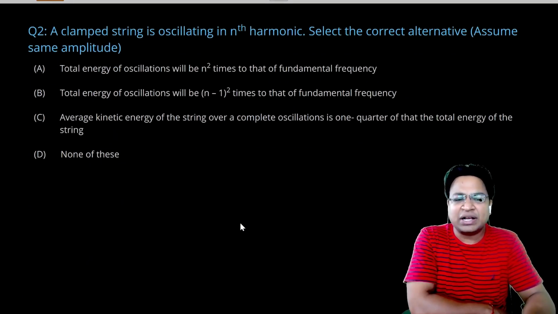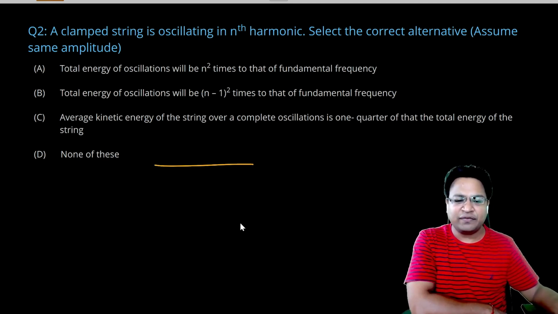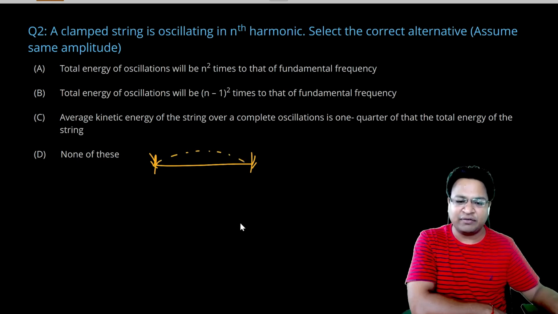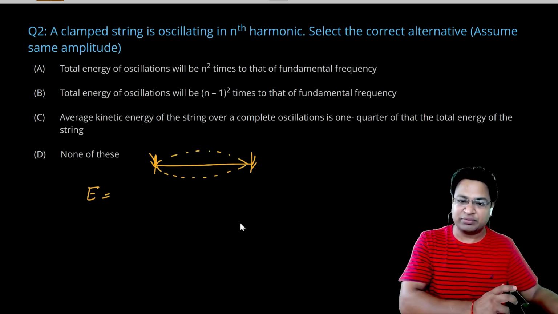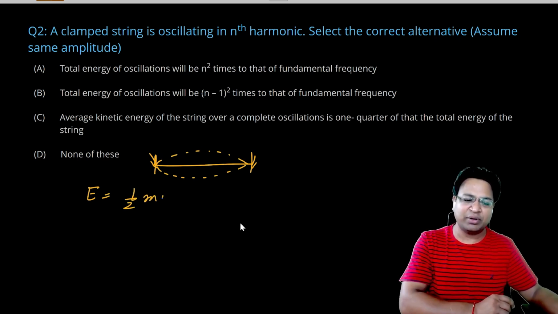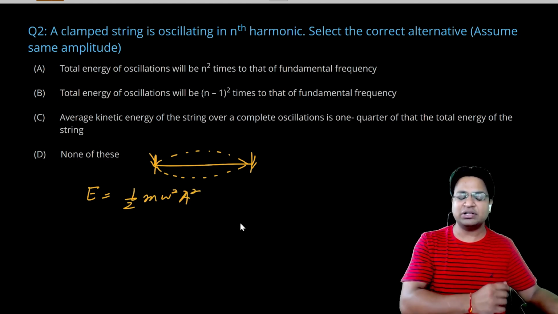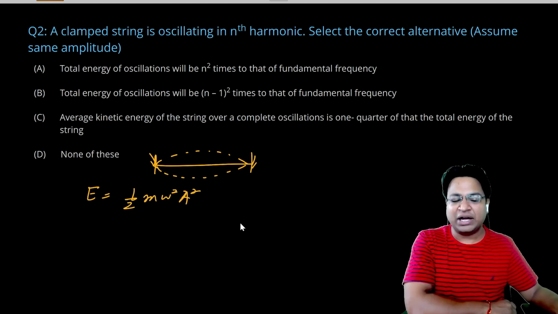Now this question says a clamped string is oscillating in the nth harmonic. Select the correct alternative. All right. So let's say a clamped string is oscillating in the fundamental mode. In the fundamental mode, only one loop is formed. And the energy of oscillation is proportional to frequency square, like it's half m omega square a square. So what is happening here is that mass is the same, omega is the same.